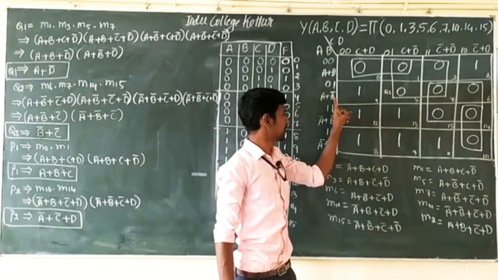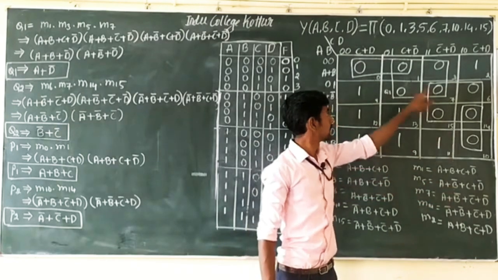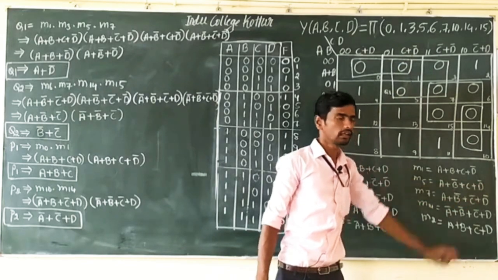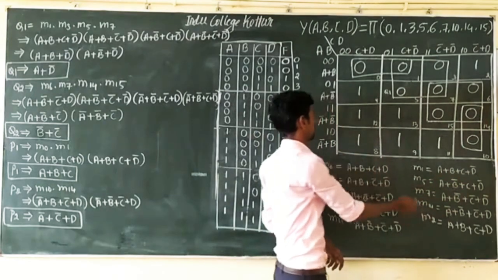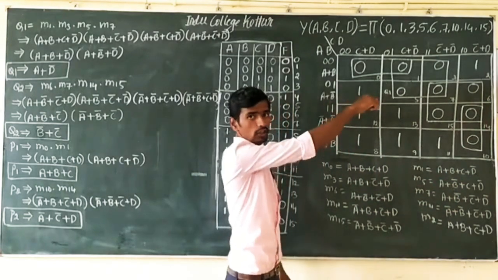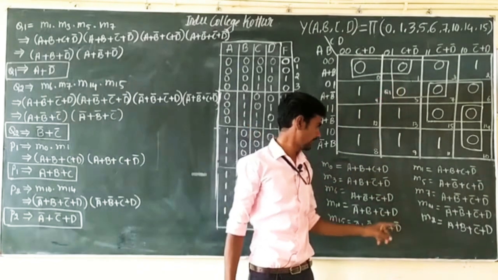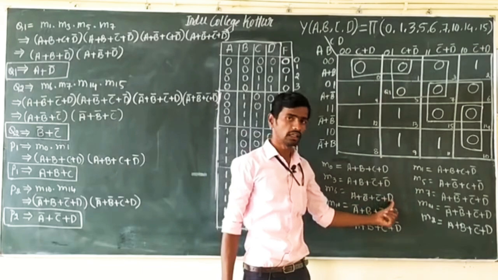A plus b complement. Next, c plus d complement. Next one, M6 value. M6, second row, last column: A plus b, c bar plus d. A plus b complement, c complement plus d.